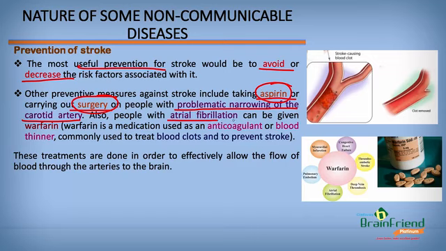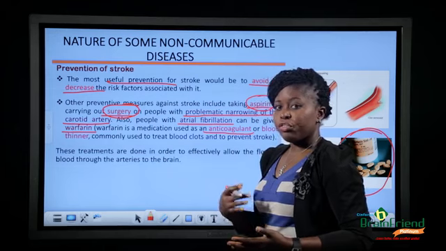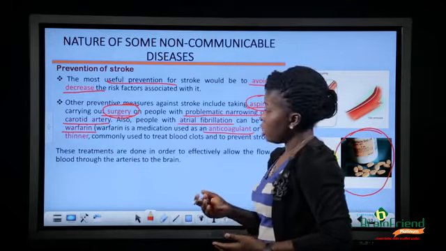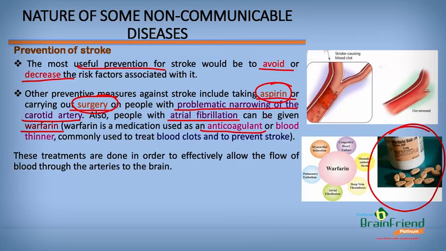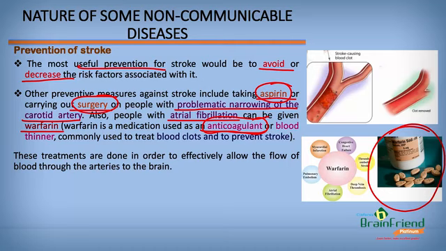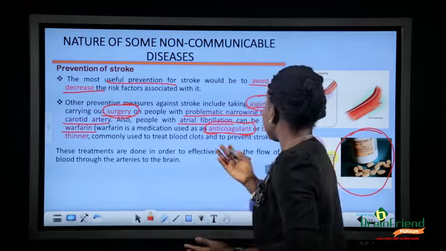Also, people with atrial fibrillation can be given warfarin. Warfarin most times is in tablet form. Now, this warfarin is a medication used as an anticoagulant. We've mentioned that blood vessels can actually be blocked, causing blood not to flow from parts of the body to the brain cells, okay? And this can lead to what? Stroke. But this warfarin is a medication that is used as an anticoagulant to remove some of those clots that have formed in the blood vessels. And when they are removed, then blood will easily flow to the brain.